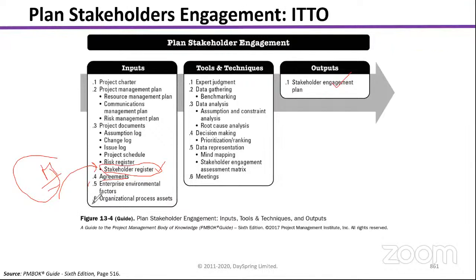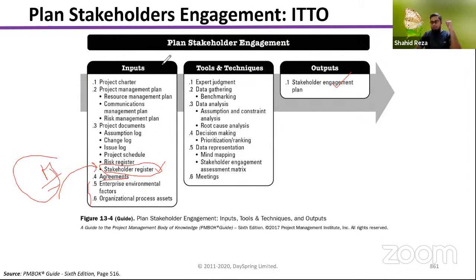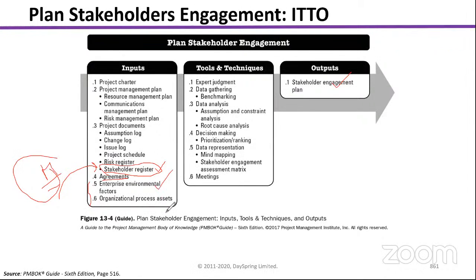Numbers 5 and 6. Always remember, in all the planning processes, 5 and 6 are mandatory. You will see these two everywhere as input. Why are these inputs? Because this will give you guidelines. If there are any enterprise environmental factors with any impact or influence on your project, or if you have any organizational process assets having any impact on this process, plan stakeholder engagement.